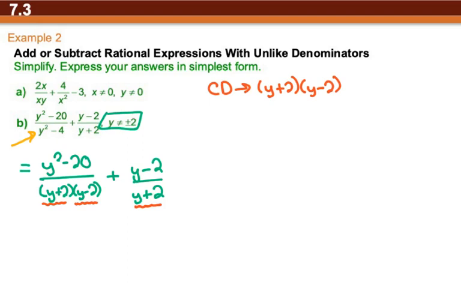To create it, looking at this first rational, we have y plus 2 and y minus 2 in the denominator already. It already contains the common denominator. There's nothing we need to do to create it. On the right, we have y plus 2 in the denominator, but we do not have the y minus 2 that we need, so we'll multiply top and bottom by y minus 2.